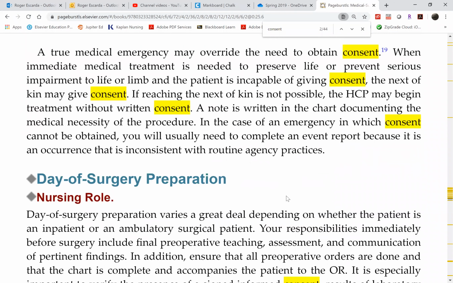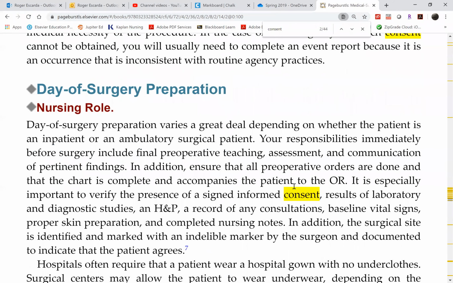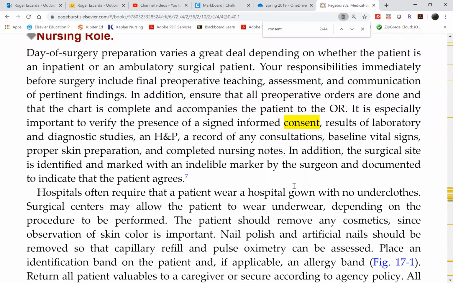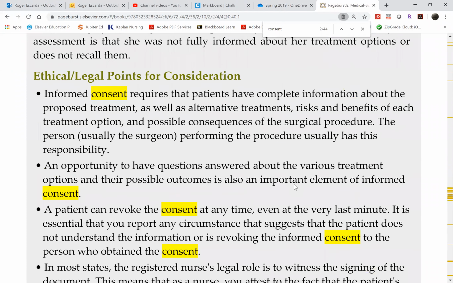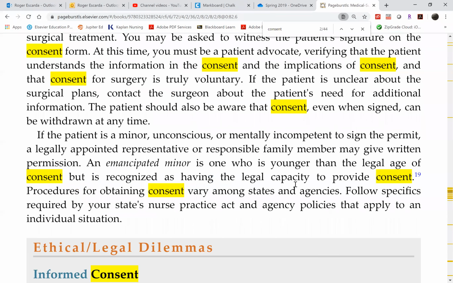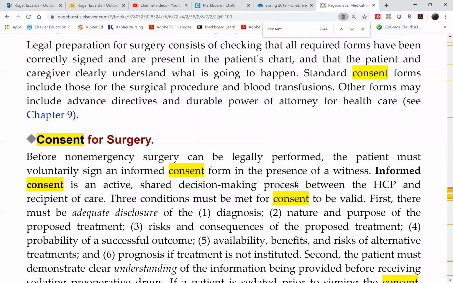Meaning, how can you get consent in those situations? True, they can read, they can write. Yeah, you can get it. But it doesn't mean they didn't give consent. They will mark an X. And in such a case, how many witnesses do you need? 2. All right, 2 witnesses.